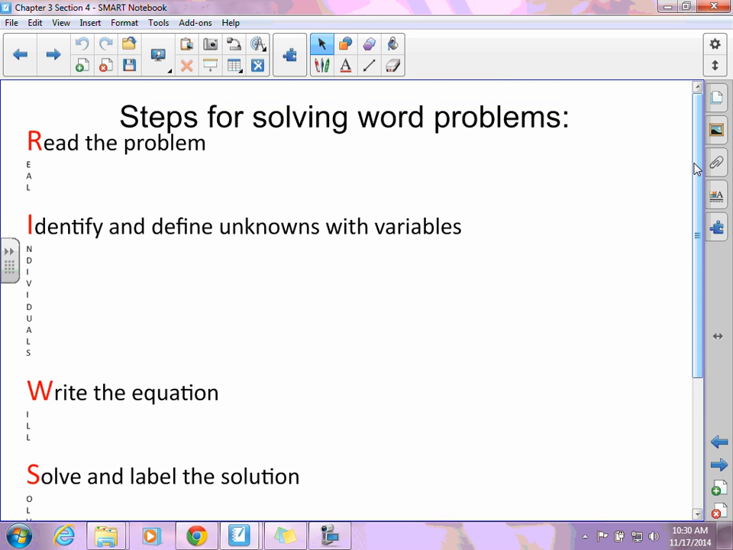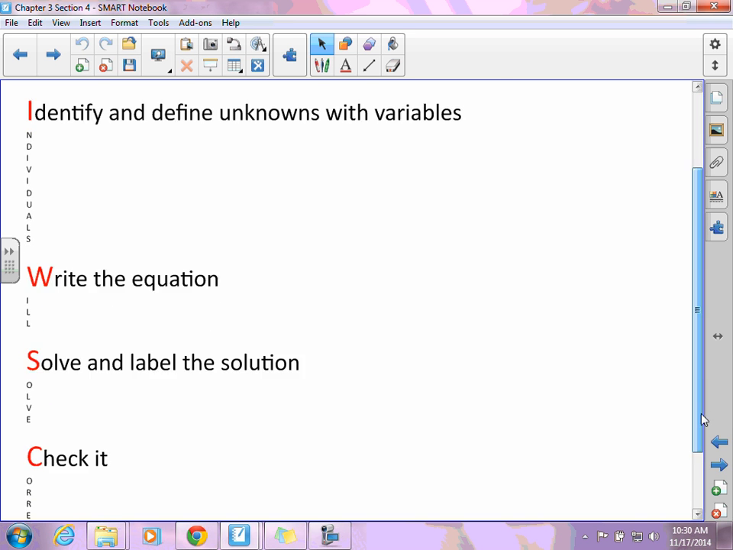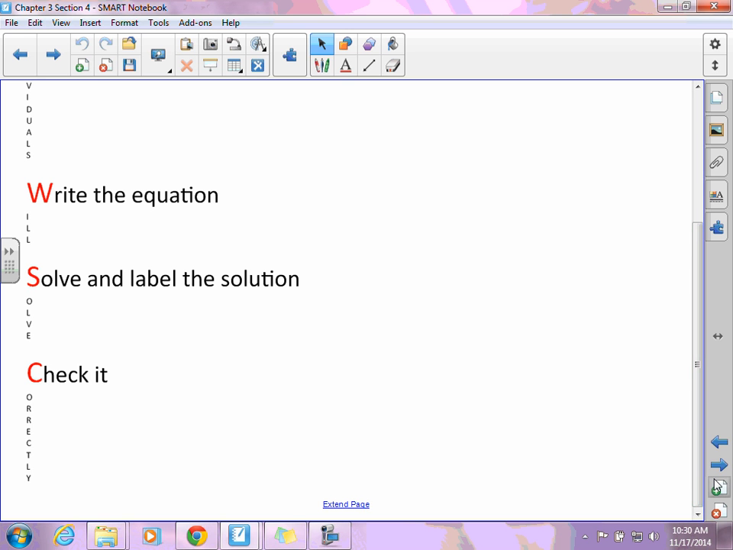So for REAL, we're going to read the problem. For individuals, we're going to identify and define unknowns with variables. Will stands for write the equation. Solve is solve and label the solution, and correctly is check it. So when you do word problems this year for me, this is what you're going to use. I'll have it in Schoology, but you also have a paper copy of it, so you can always have it next to you when you do word problems.